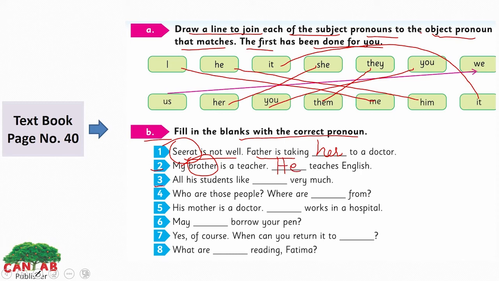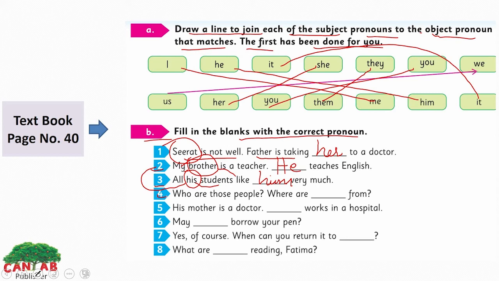The third one here: all his students like very much. His. So this sentence here is related to the previous sentence. This is about the brother, that he's a teacher and all his students like very much. We replace the brother here with his. The pronoun we use, his brother, this is a possessive pronoun which shows relationship. All his students, the students belong to him because he's a teacher. So this sentence is about the same brother. Yes, all his students like him very much.